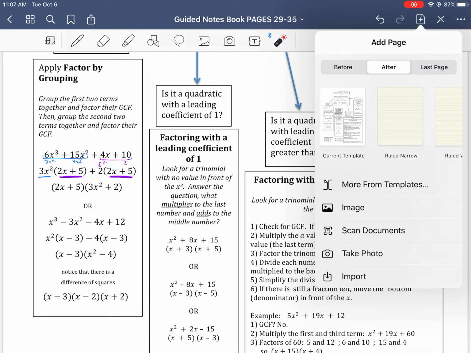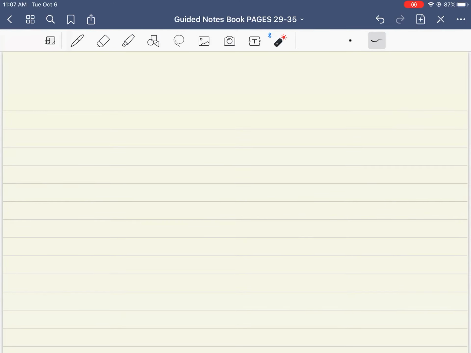Okay, I'm going to add in one page, and we're going to just do a couple more examples of that. So again, this is called factor by grouping, and we use this when we have 4 unlike terms and we want to try and factor those. So let's just do an example here. Let's say we have 10n cubed plus 6n squared plus 35n plus 21. So working through this, again, we're going to group them.